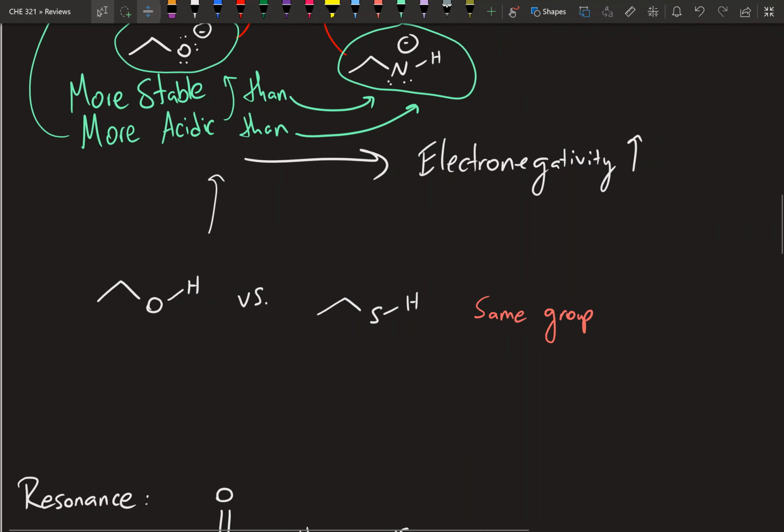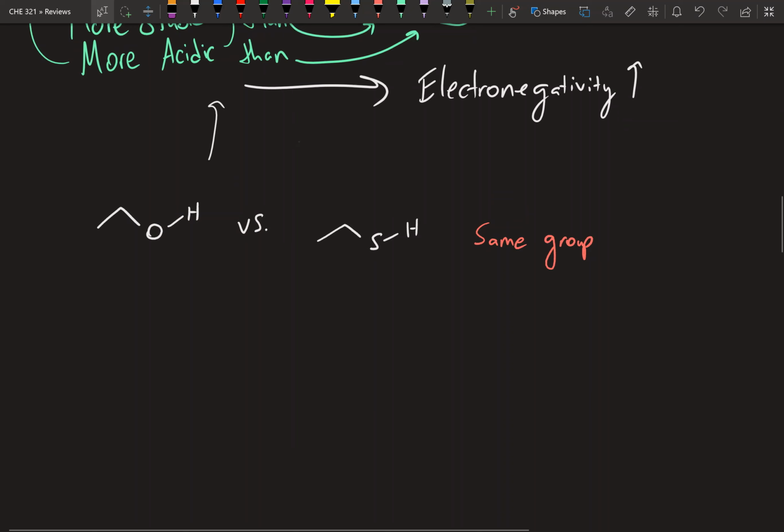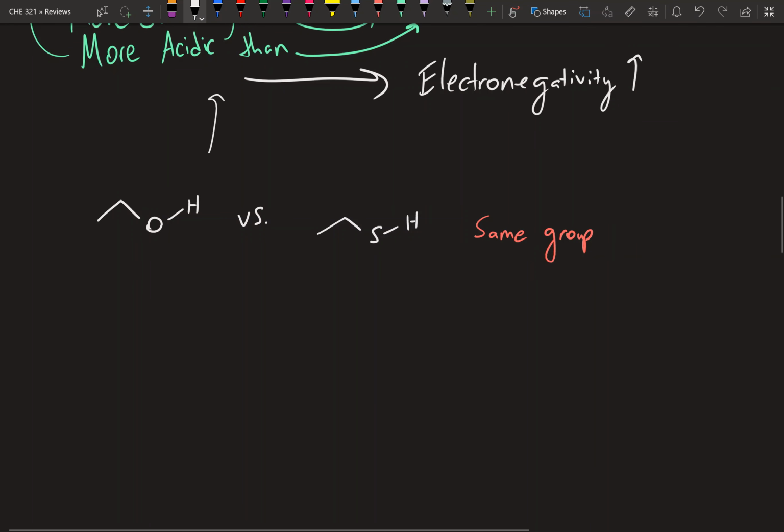When they're in the same group, which is a column on the periodic table, it's going to be a little bit different. Because while electronegativity increases as we go up, that is not going to be the driving force of the acidity in this case. On the test, they could ask you which of these two molecules is going to be the more acidic one. So we have this alcohol group over here. We also have this SH group, which is called a thiol. It's the sulfur version of an alcohol.